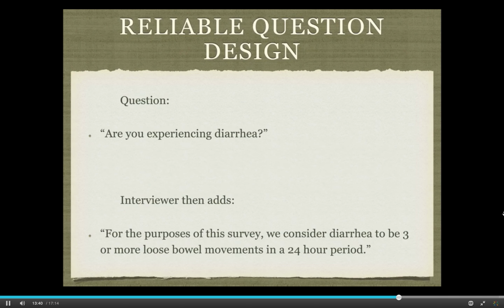An example of a question that might not be reliable is, are you experiencing diarrhea? In and of itself, this question is not very reliable. If the interviewer, however, adds that for the purpose of this survey, we consider diarrhea to be 3 or more loose bowel movements in a 24-hour period, then each time the question is being asked, the definition is the same, and therefore we would most likely get the correct response to the question, are you experiencing diarrhea?